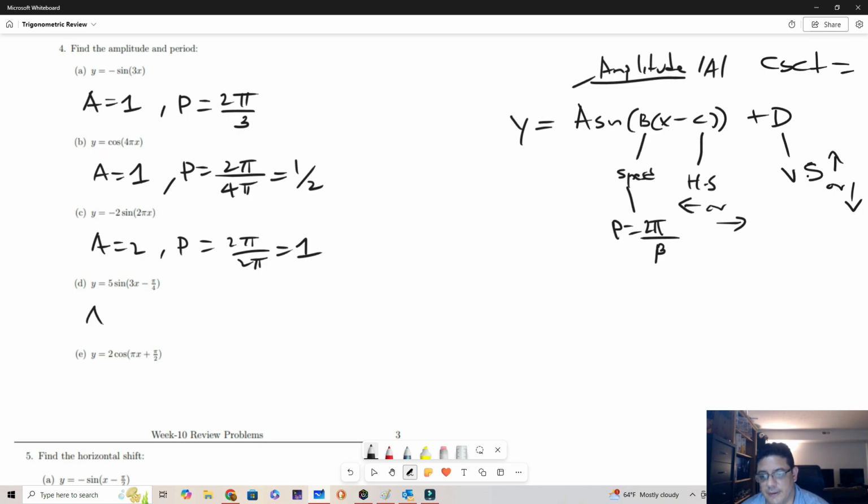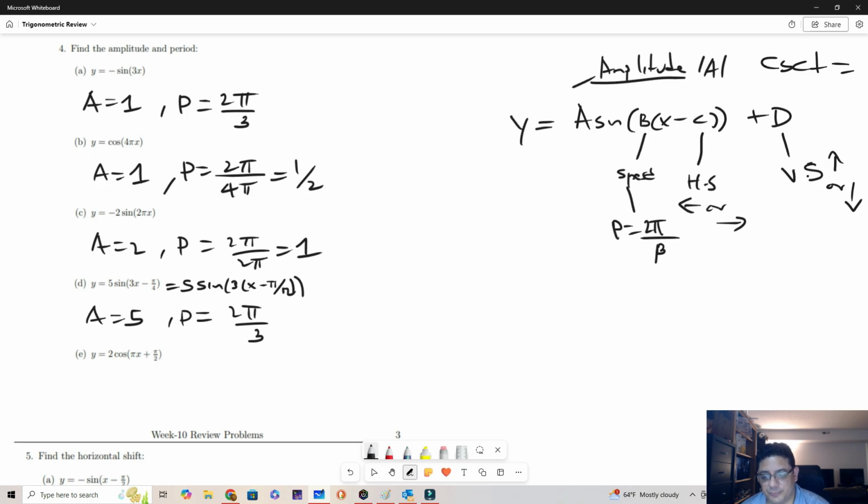For d, we have that the amplitude is 5, and then we have that the period is going to be 2 pi, and we divide by this number 3 here. Notice that this 3 is multiplying the x, so it is still the b. If I were to put it in this form, this will be 5 sine of 3x minus pi over 12. That'll be the right form to put it just exactly as this. But we're only finding out amplitude and period, so that doesn't matter for now.